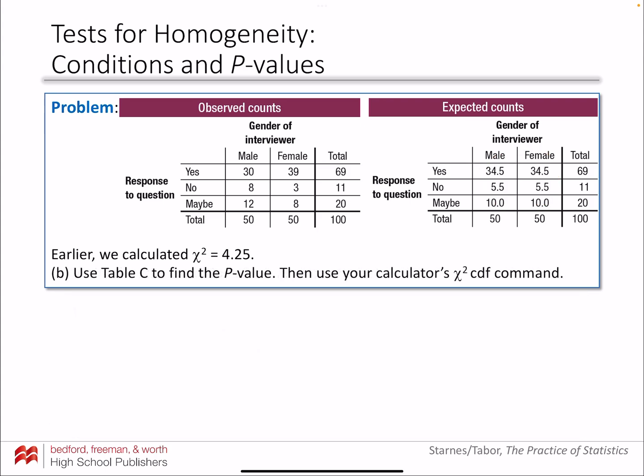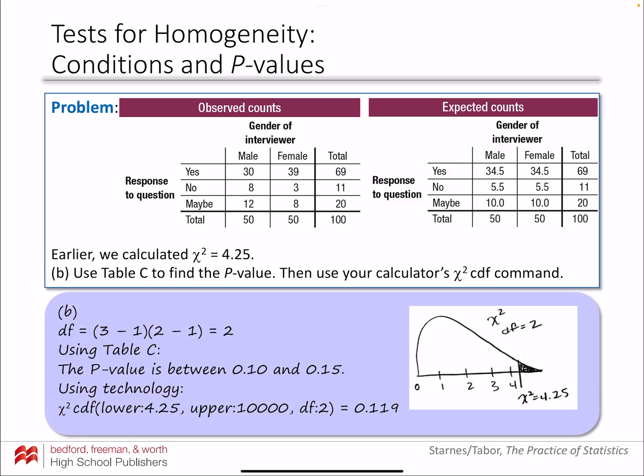Now we need to check the p-value. So here's your chi-square test statistic. Your degrees of freedom in this case are going to be the number of rows minus 1 times the number of columns minus 1. In this case, we have 3 rows, 2 columns. So our degrees of freedom is 3 minus 1 times 2 minus 1, which is 2.